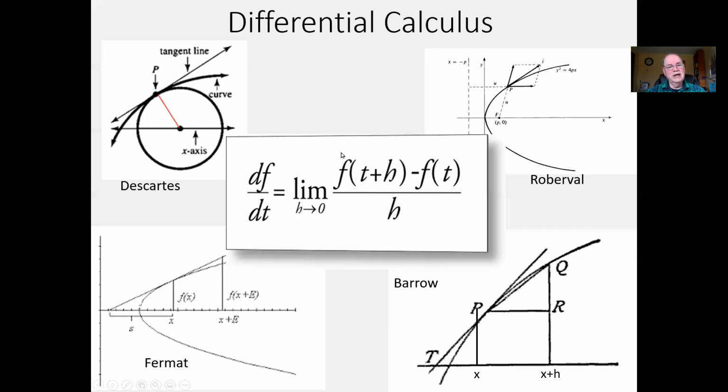This is the change in y over the change in x, okay? If x goes from t to t plus h, then its change is h. So here's the change in y because y is equal to f of x. So here's a y value and here's the y value. So here is the change in y and the change in x. And we want to see what happens as the change in x gets smaller and smaller. This is the definition of the derivative.